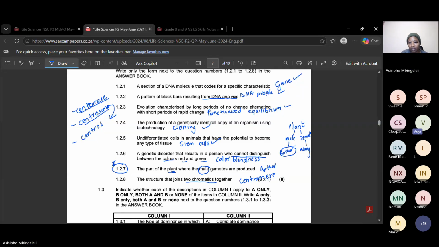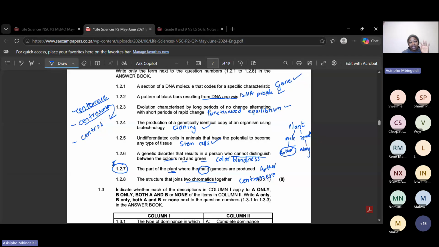Okay, ma'am, can I ask something? Yes. 1.2. If I said DNA profiling, a pattern of black bars resulting from DNA analysis. I'm trying to think what the argument was on this here. A pattern, because I think I could be wrong. I need to remember it properly.